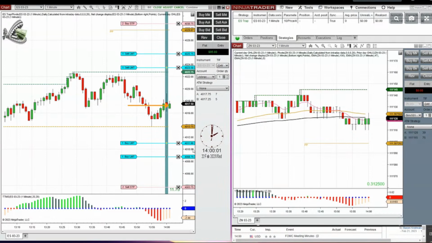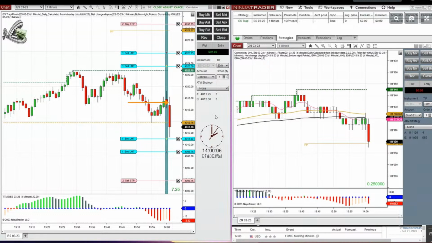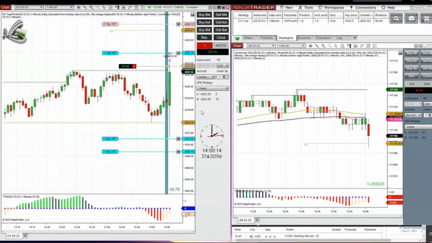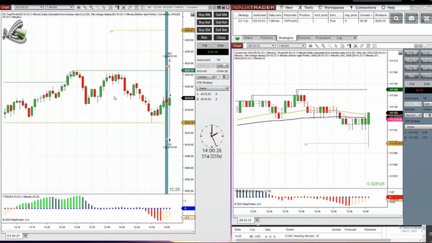So there's our orders. Now I'm going to give it a little bit of time to fill. I'm going to cancel my outer tier and try and catch this downward move. Okay, so I caught a $245 move. I mean, I don't think I traded that improperly. And we'll watch the video.